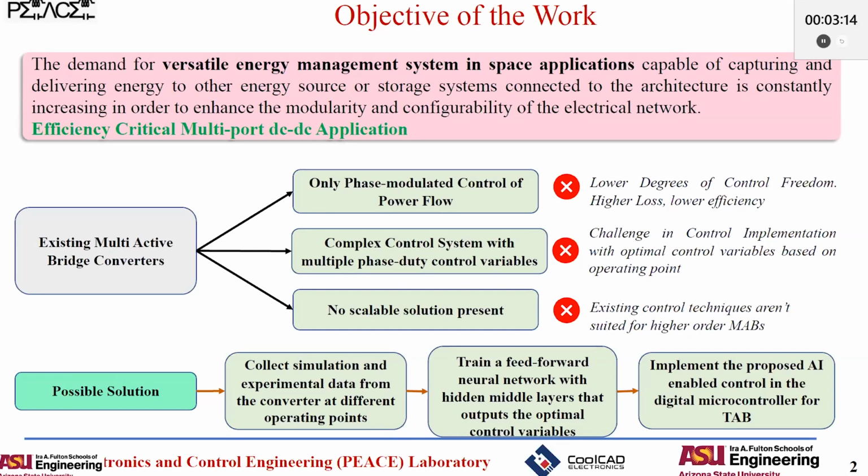But the problem with this approach is that at corner conditions, these conventional MAB circuits encounter very high RMS currents and also loss of soft switching that leads to efficiency degradation. So we propose an advanced approach to take care of this issue by involving what we call hybrid phase duty frequency modulation, that takes care of loss minimization at these corner conditions, and also the implementation of different optimal control schemes. And we propose a feed-forward neural network approach, an AI-driven approach, to address these existing issues. Next, please.